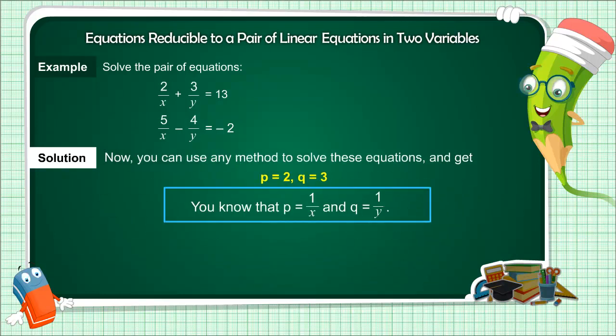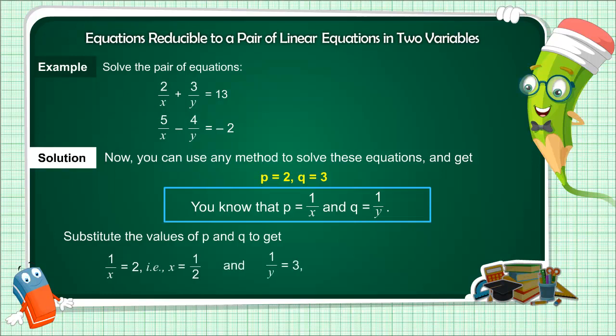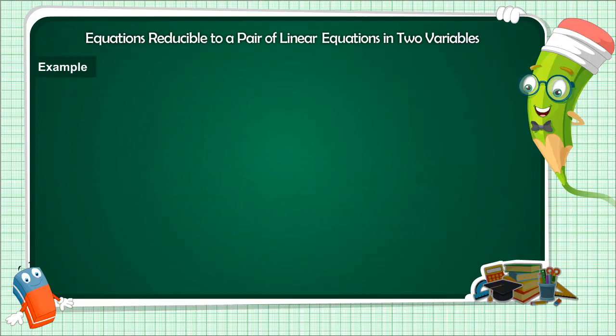You know that p equals 1 by x and q equals 1 by y. Substitute the values of p and q to get 1 by x equals 2, that is x equals 1 by 2, and 1 by y equals 3, that is y equals 1 by 3. Let's see one more example.